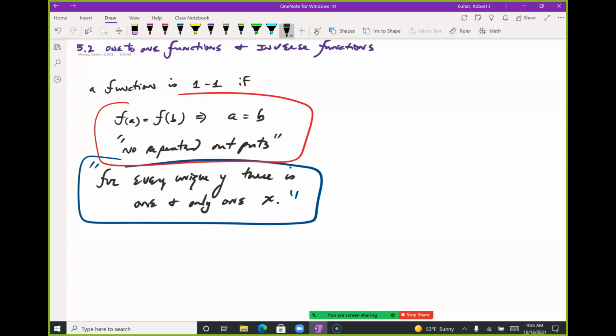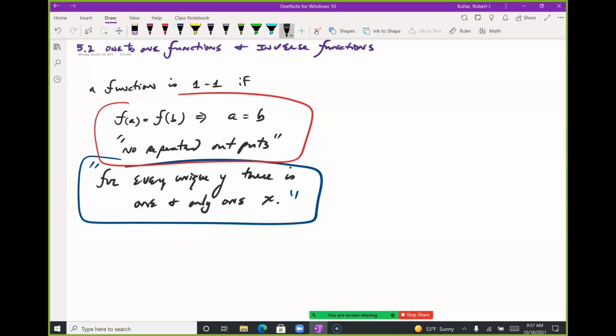Have you heard something like that before? Yes, Grace. Where have you heard it before? When you had started teaching topic 2. Exactly, with the functions. So we said if I have something, it's a function if for every unique x, there's one and only one y.